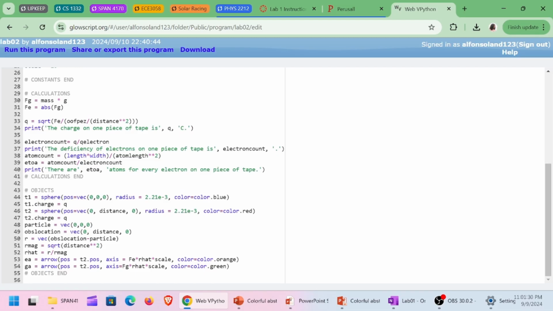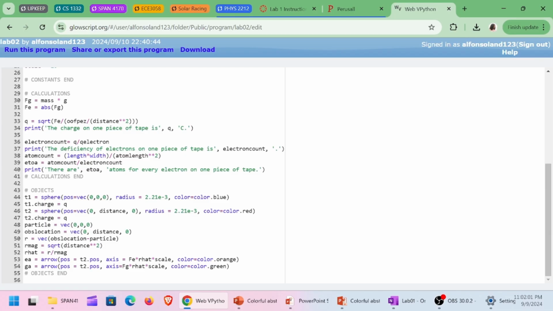And then some calculations. We have to find the force of gravity, which is just mass times gravity. And then we need the electric force, which would just be the absolute value of that. And then we get the value Q, which is the charge of one piece of tape, and that would be the electric force divided by K over R squared, or magnitude R squared. And then that gives us our charge for tape.